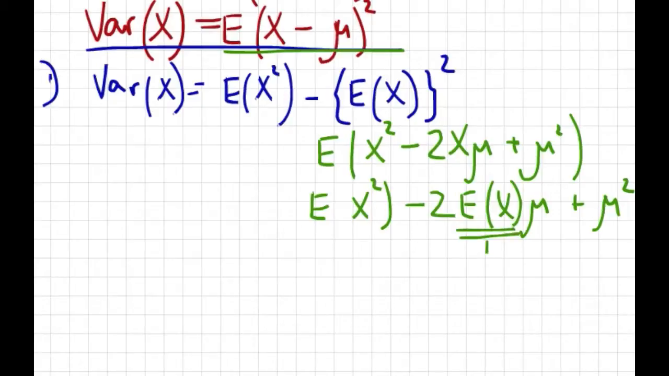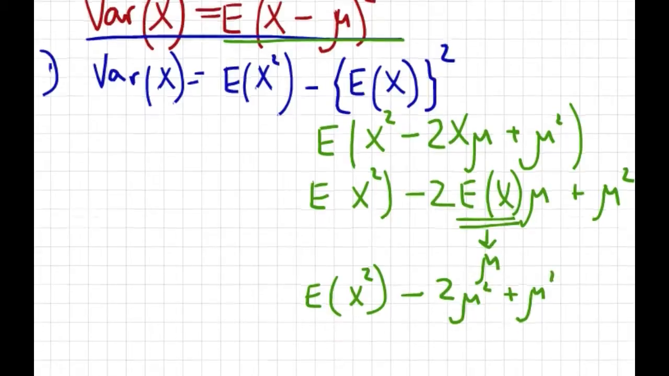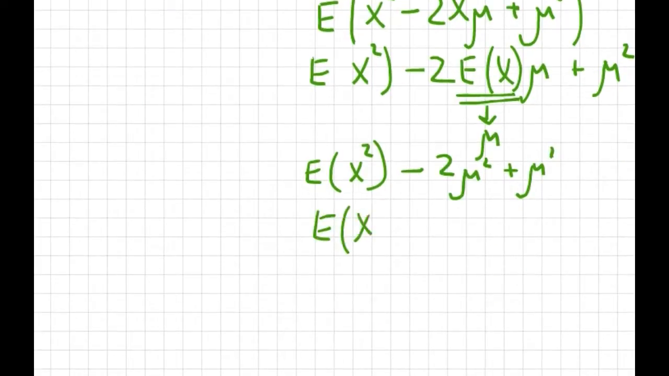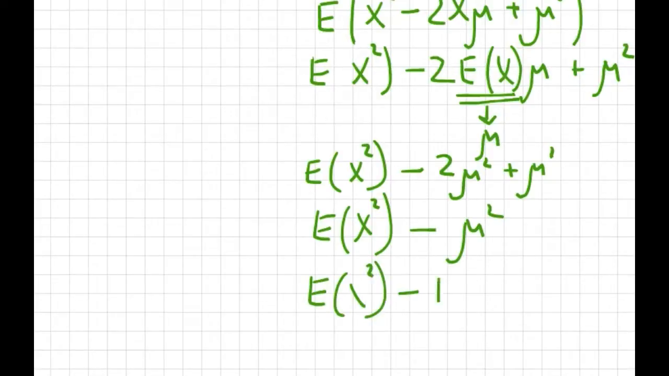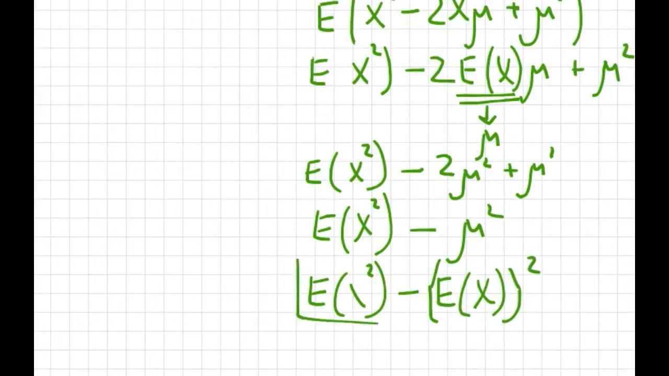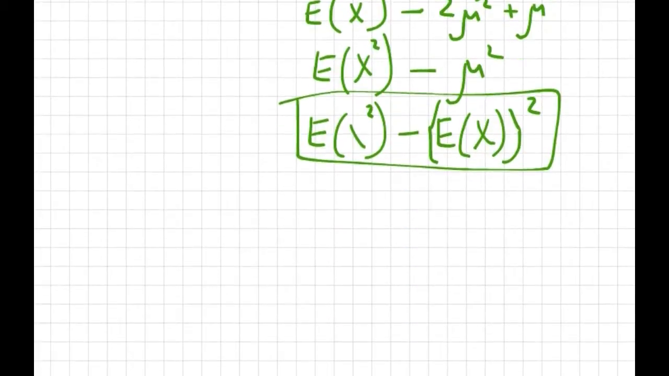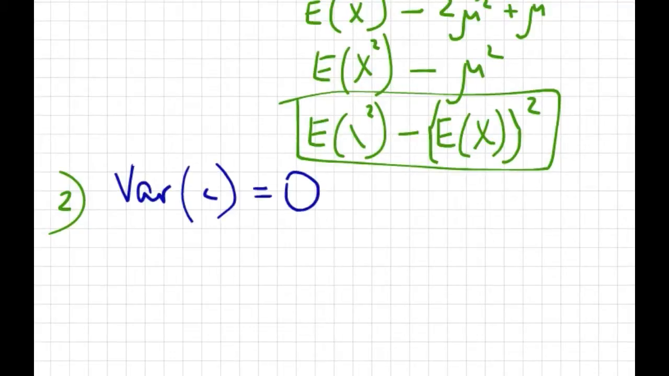But we know that the expected value here is equal to the mean, so we actually end up having expected value of x squared minus 2 mean squared plus mean squared, which then simplifies to expected value of x squared minus mean squared. And as you know, mean squared could be written as expected value of x, which is then squared. So that's the proof of it. That's our first property. The second one is that variance of any constant c is always 0.